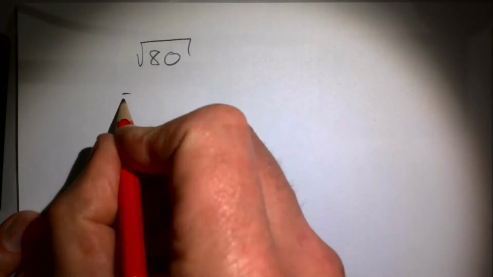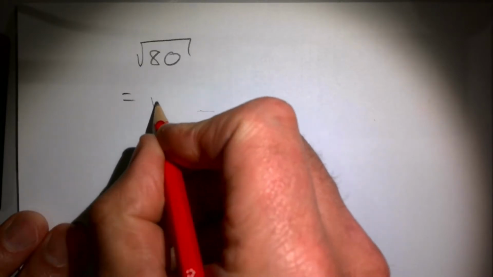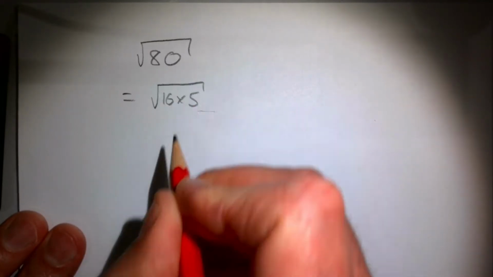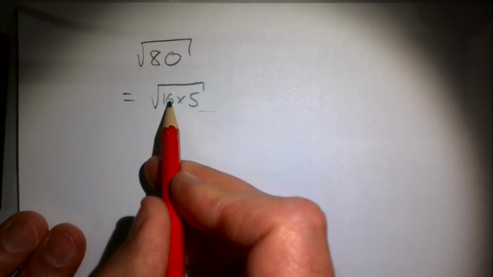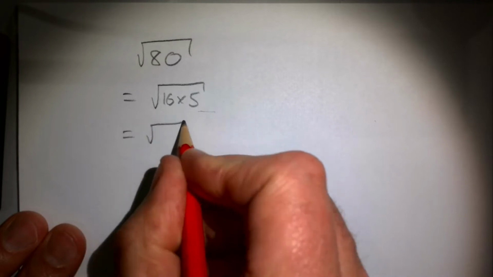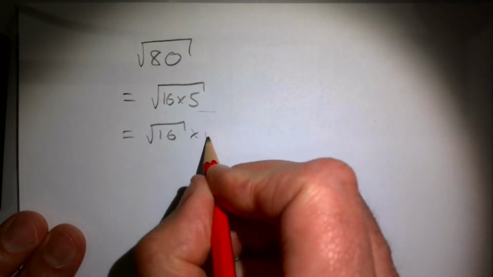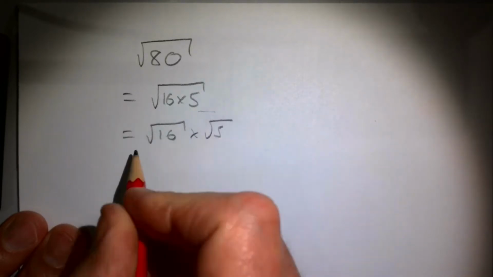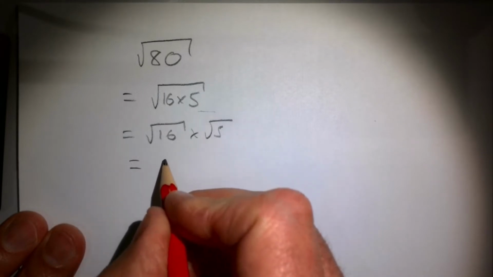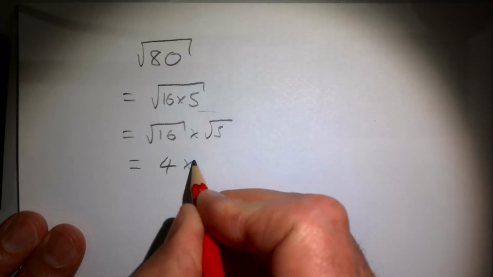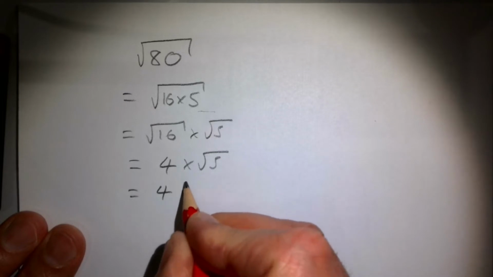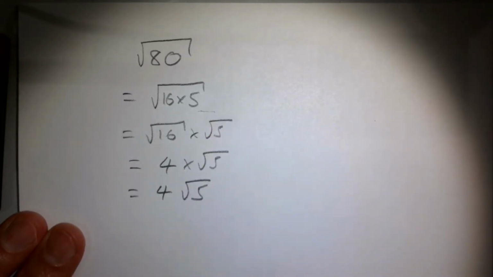So the square root of 80, I'm going to take 16 and 5, and I'll explain why I'm doing that in just a wee second. That's the same as the square root of 16 times 5. I'm sure we all agree that 16 times 5 gives you 80, so that's straightforward enough. That's the same then as the square root of 16 times the square root of 5. The square root of 16 we know, that's 4. And then the square root of 5 just stays as is. So 4 root 5 then is going to be our answer to that.